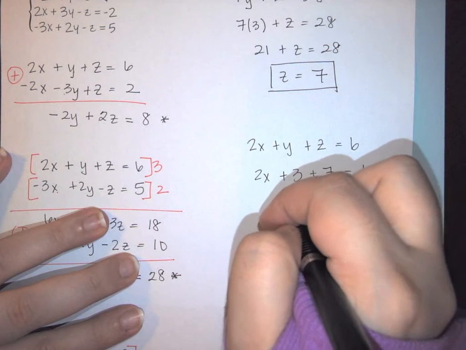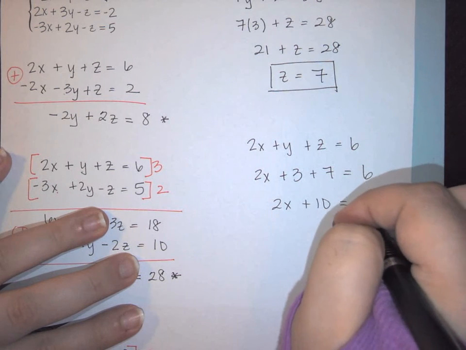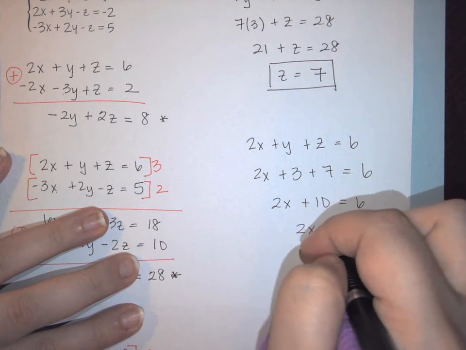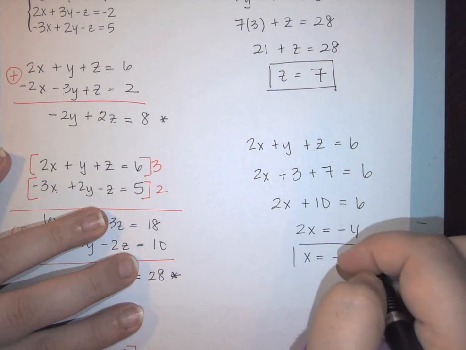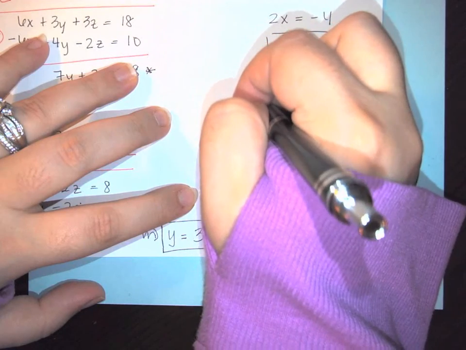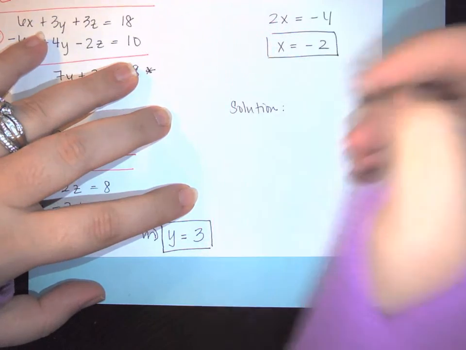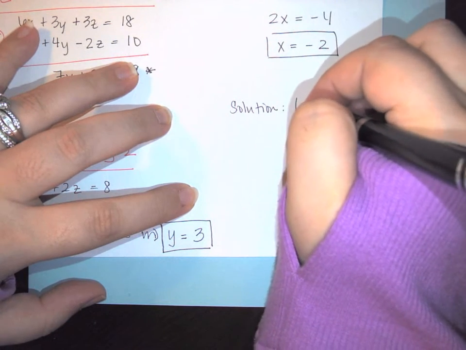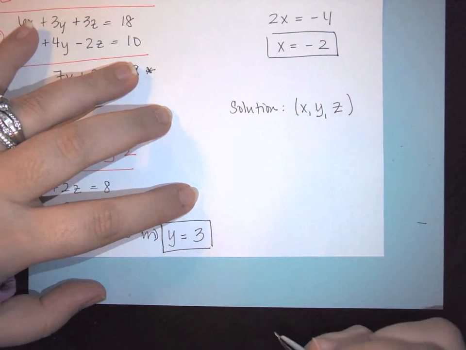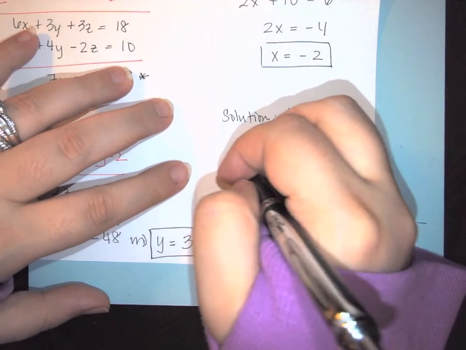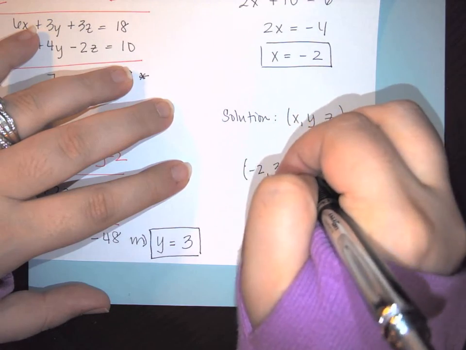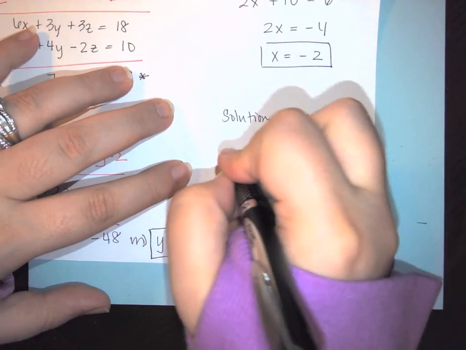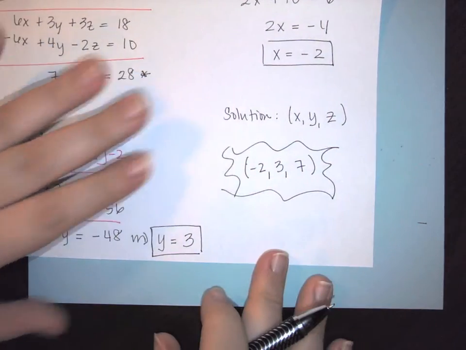So this is going to give me that 2x plus 10 equals 6. So my 2x is equal to negative 4. So x equals negative 2. Now, in order to state your solution, your solution here has to be written as x, comma y, comma z. So here my actual solution would be negative 2, comma 3, comma 7. And this would be the result that you would be looking for.